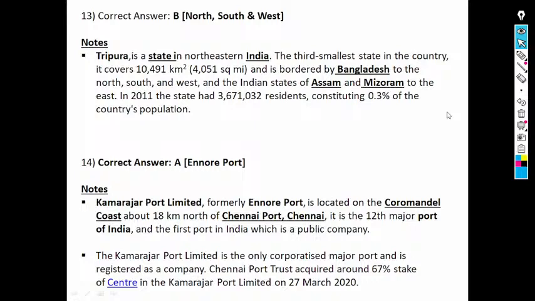Ennore port is an extension of your Chennai port.